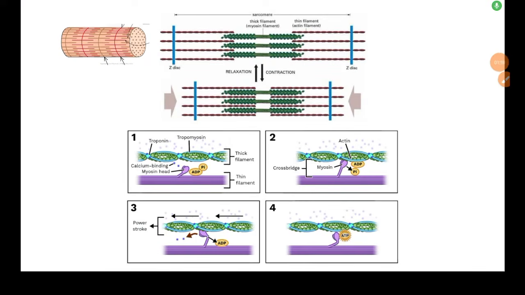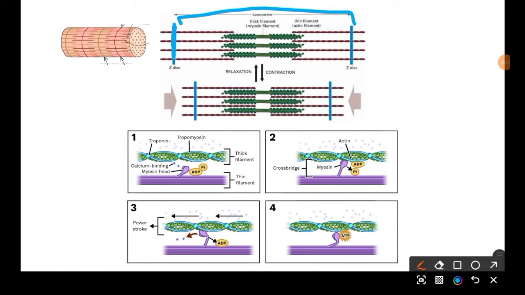Here we have the sliding filament theory, or how a muscle contracts. Our main aim here is to shorten the sarcomere. The sarcomere is a Z-line to a Z-line, as you can see here on the muscle fiber. Here we have the actin and myosin right here. The actin is the thin one, the myosin is the thick one. Okay, so first off, what starts all of this is a release of calcium.